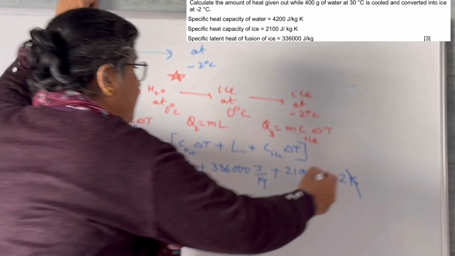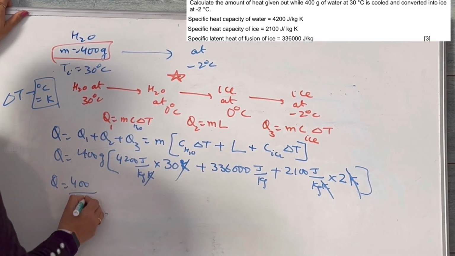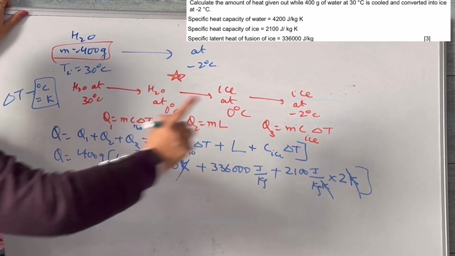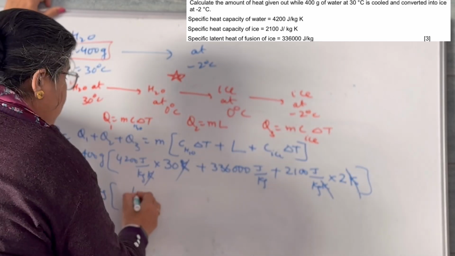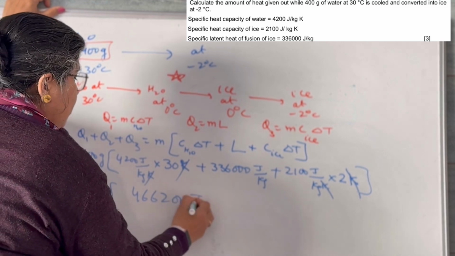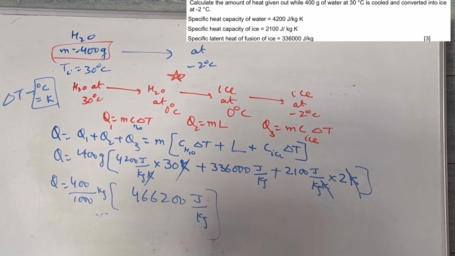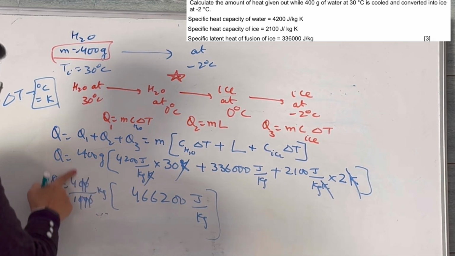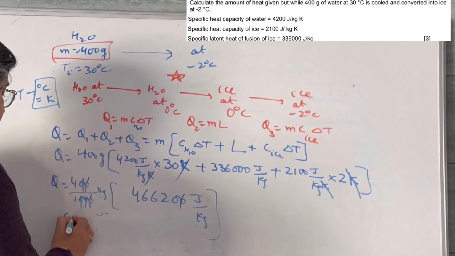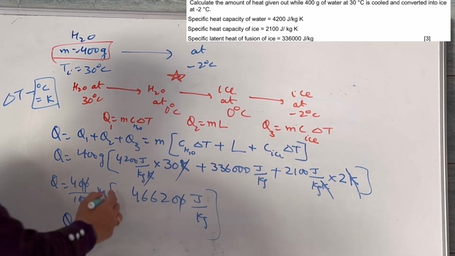Kelvin cancels. Right? So Q is 400 by 1000 kg. The whole bracket you add up. This will come out to be 466200 joule per kg. Then you can cancel the zeros. I have converted gram into kgs. So finally you get heat as 186480 joule.